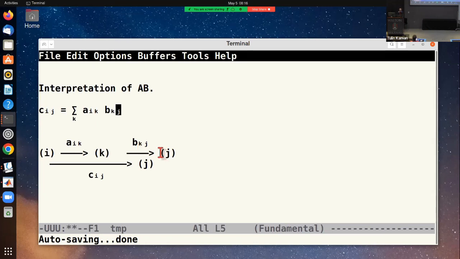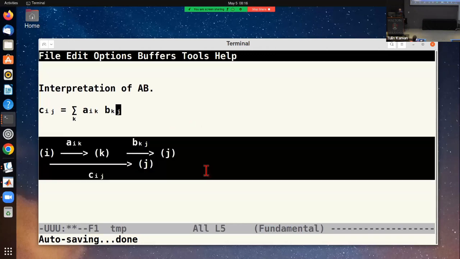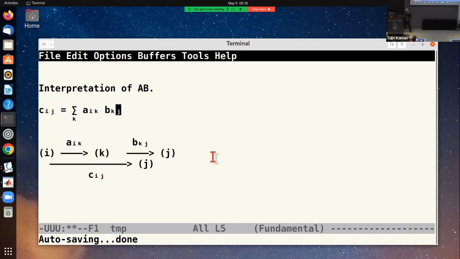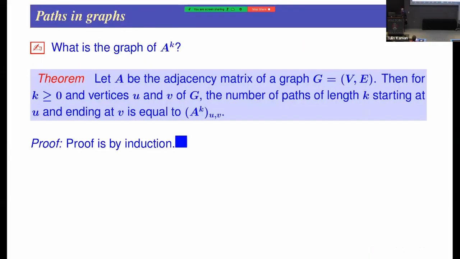So this is like a path going from I to J. How many possible ways can you go from I to J with a path of length 2, going from I to K in A and K to J in B? This is not as critical here, but we'll display it, and you can exploit this later. So, questions about this? We're going to use something very similar now when we look at paths of arbitrary length.